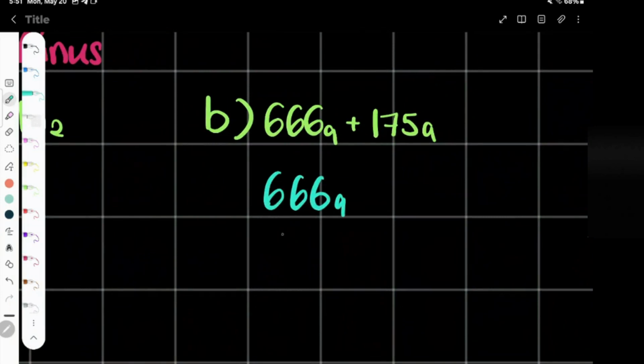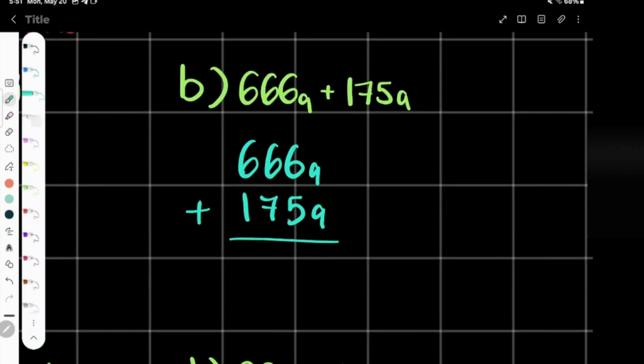But let's look here. 6 6 6 9, 1 7 5 9 in base 9. If you were to add them, 6 plus 5 is 11. What base are we on? We are on base 9. So all you need to do is minus 9. So this one will be equal to 2. So put 2 here. And then the leftover 1 will be going here.